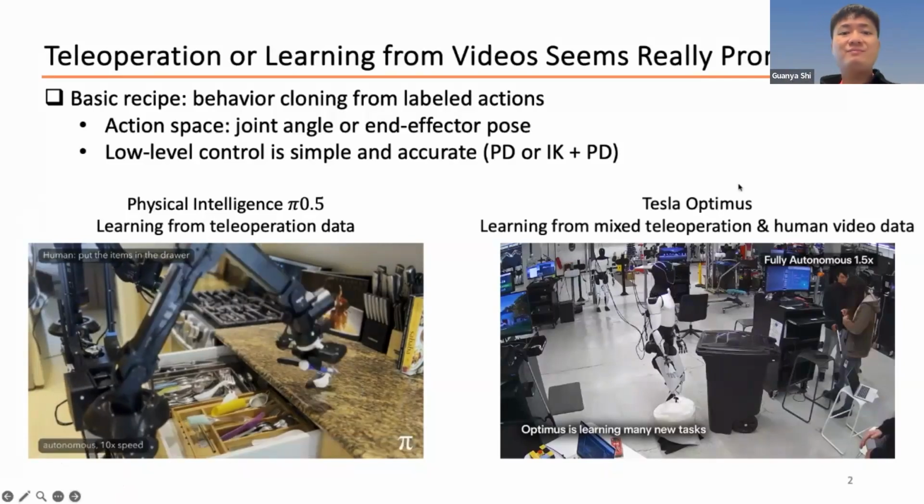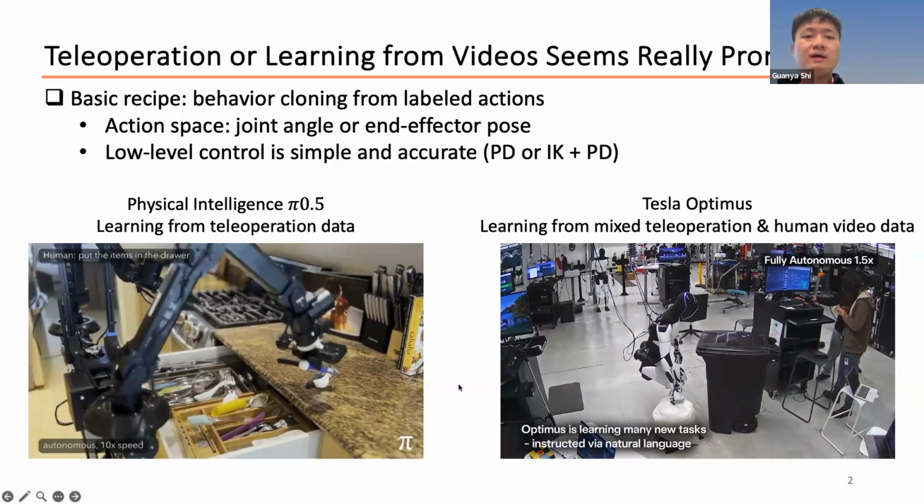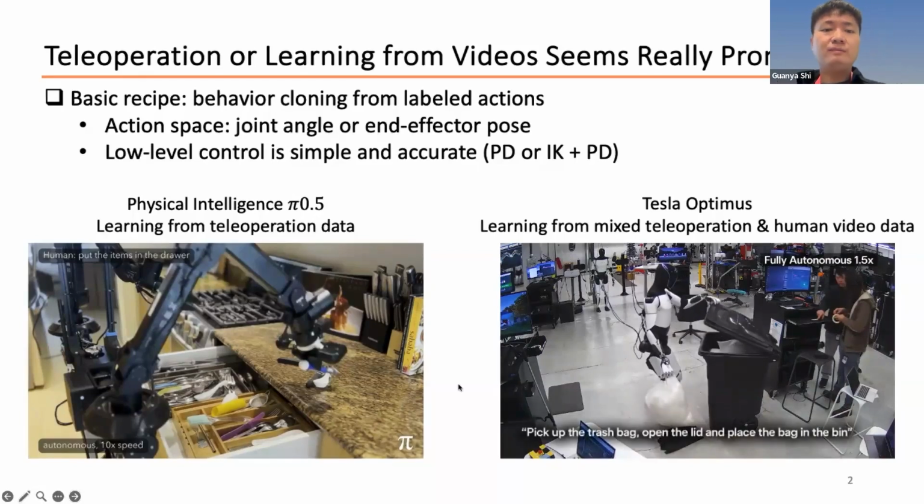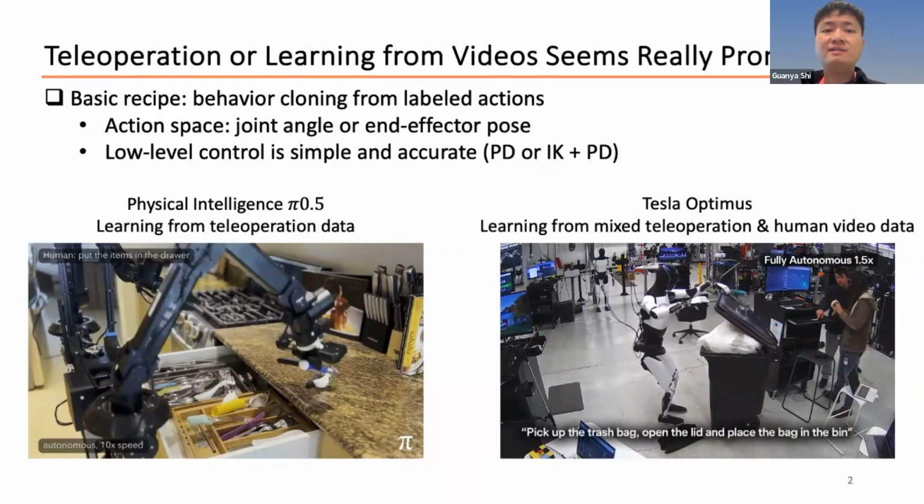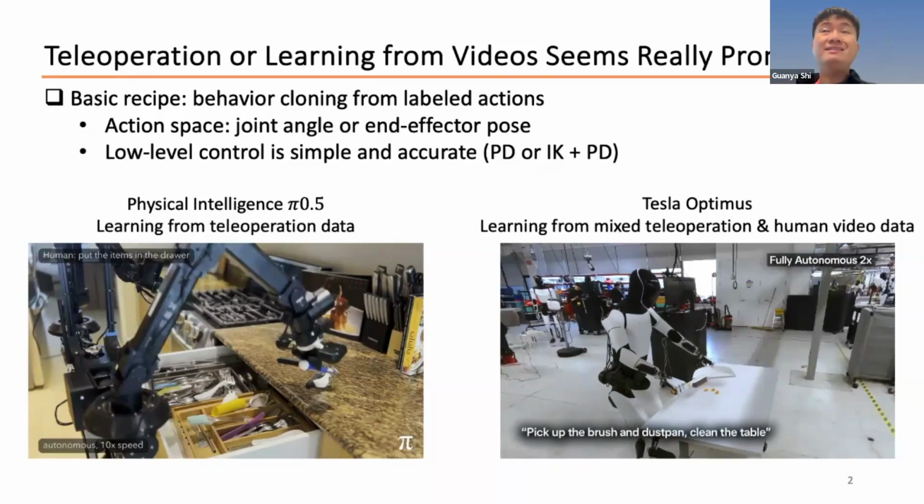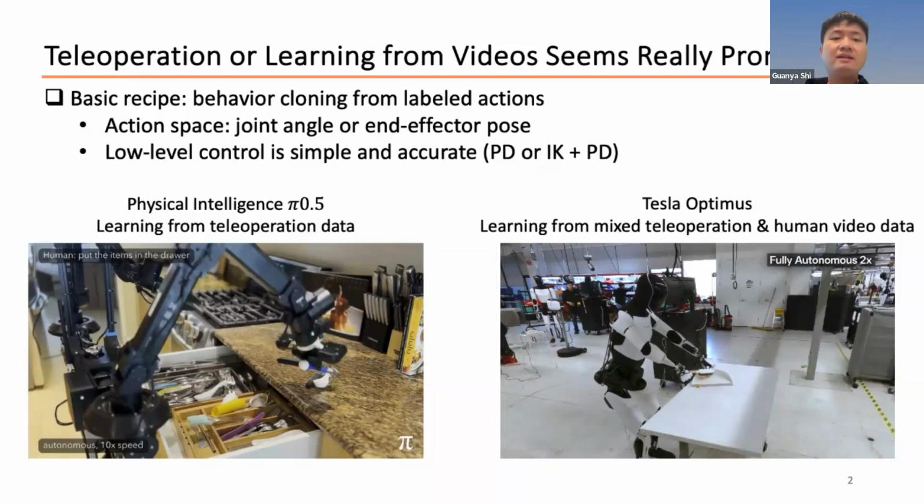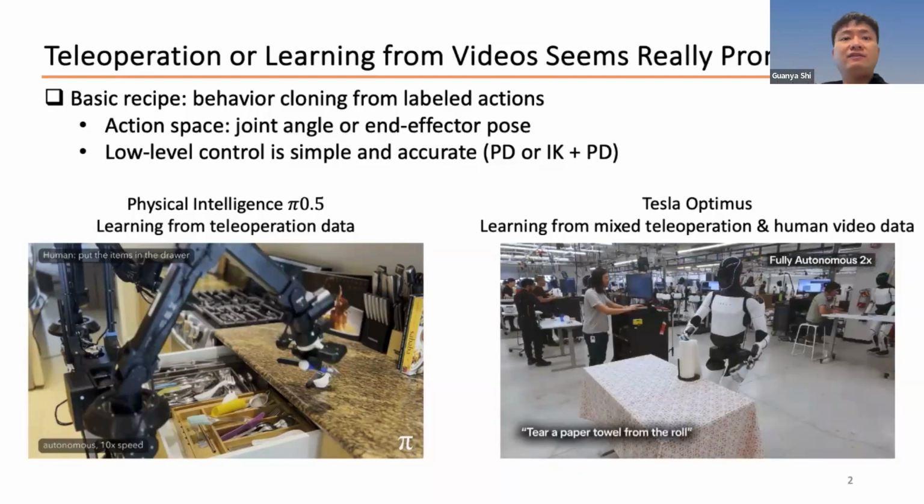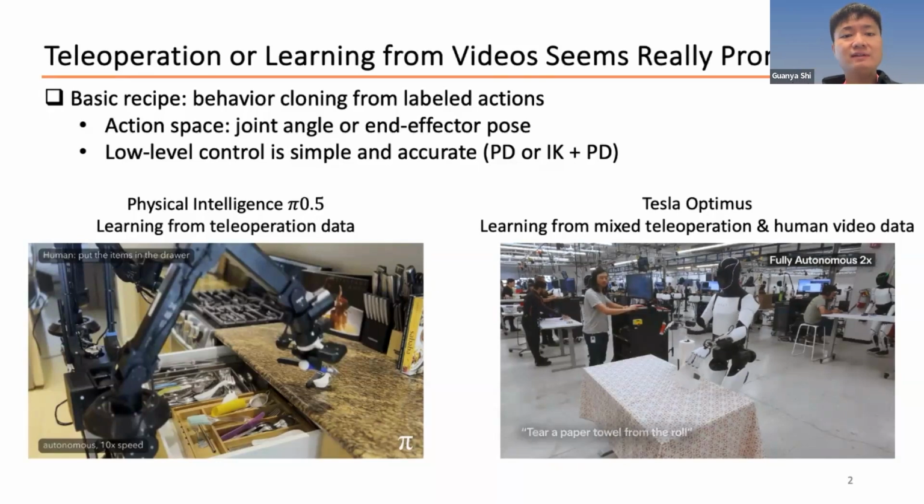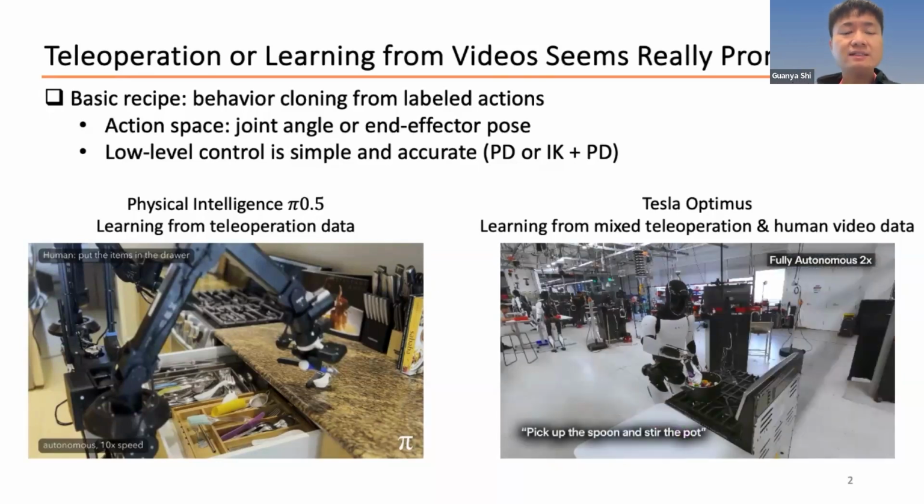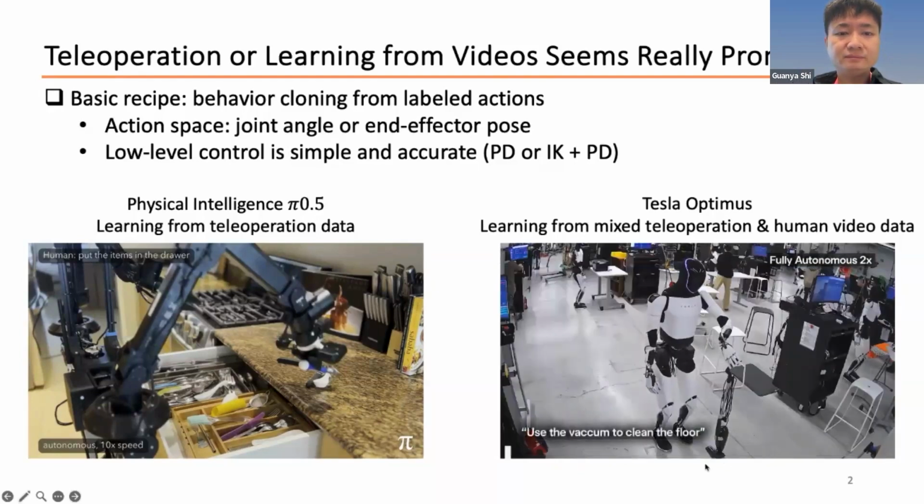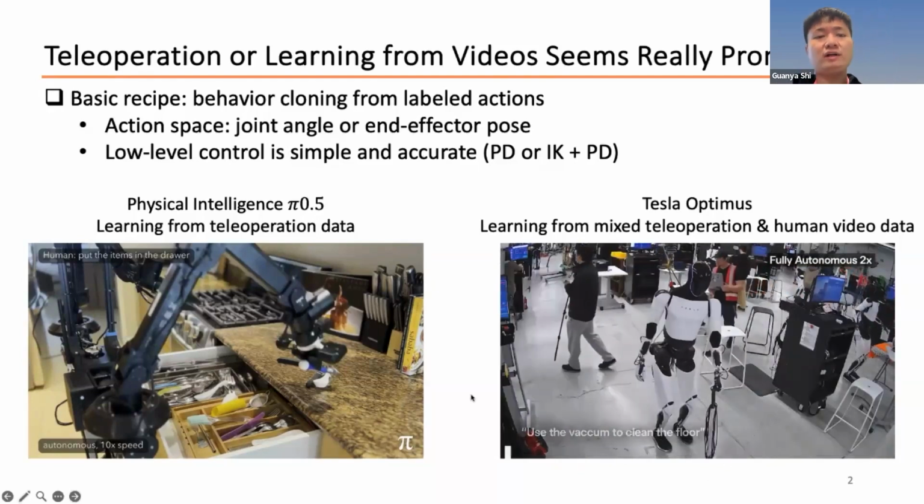Another example is also a very popular demo, I think released two weeks ago. It's a new demo from Tesla Optimus. You can see in this video the humanoid robot Optimus can do a lot of long horizon complex manipulation tasks. And this is a little bit different. It's learning from mixed teleoperation data and human video data, meaning that it learns not only from robot data, but also from some human data. You can see some pretty impressive demos here. It can do many household tasks, like clean the floor, etc.